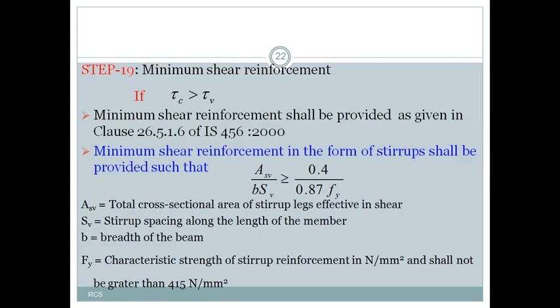So if we consider minimum shear reinforcement, what is the situation? Your tau C must be greater than tau V. Then we have to provide nominal shear reinforcement according to Clause 26.5.1.6 of IS 456:2000, and based on this we can calculate minimum shear reinforcement in the form of stirrups, that is Asv by b into sv, greater than or equal to 0.4 by 0.87 fy. According to this formula we can calculate the area of that steel, right?